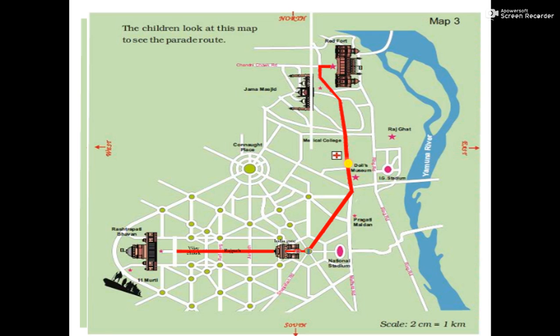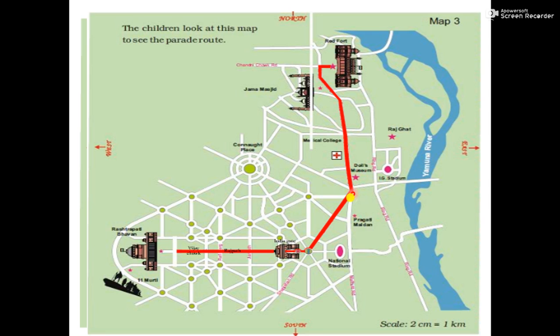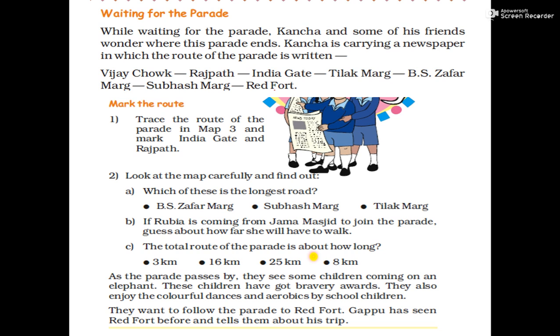This is Bahadur Shah Zafar Marg. This is Subhash Marg, smaller than Bahadur Shah Zafar Marg. And this one is Tilak Marg, which is the biggest. Okay children, so the answer will be Tilak Marg. You will take this route. Tilak Marg is the longest route.